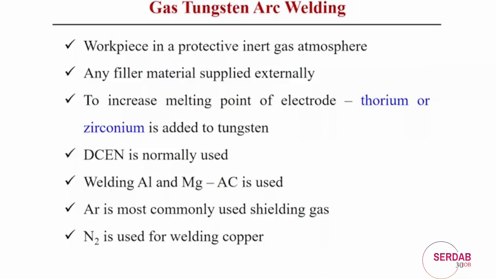Sometimes the objective is to increase the melting point of the electrode, since in this process we use a non-consumable electrode, and that can be done using thorium or zirconium. Zirconium added to the tungsten is helpful to retain hot hardness even at very high temperature. In this case we generally use 2% thoriated tungsten electrode in the gas tungsten arc welding process, because for this material the melting point is very high.